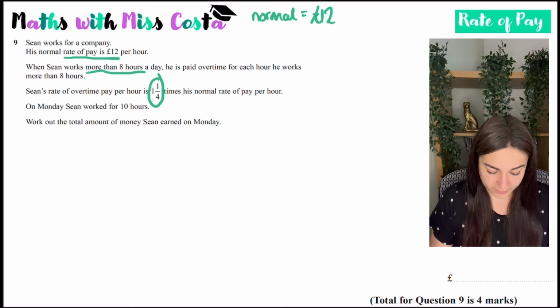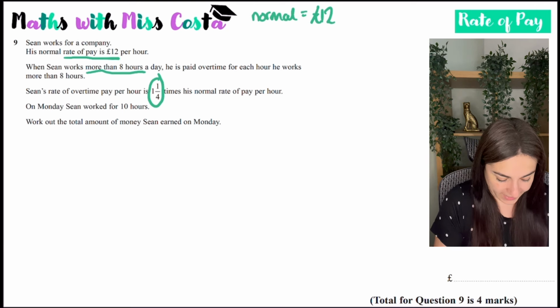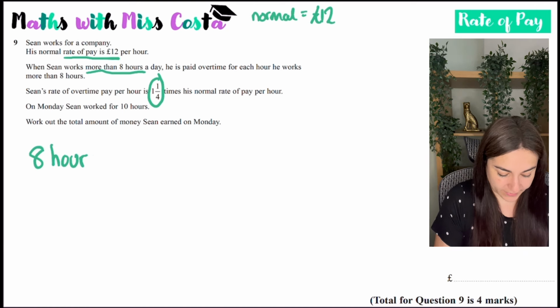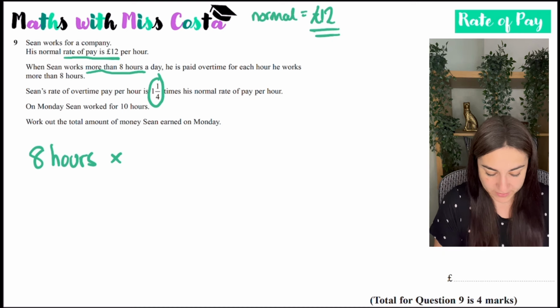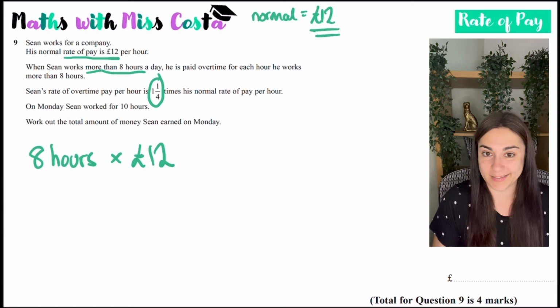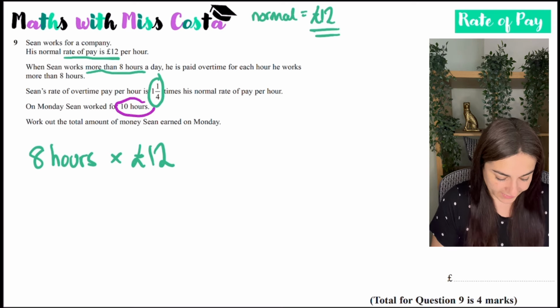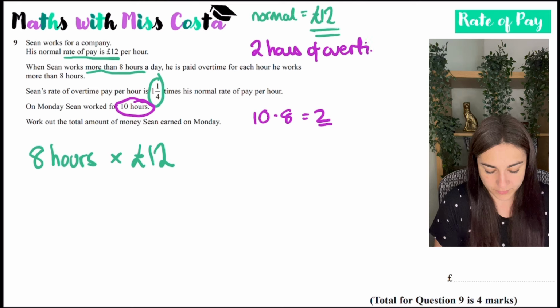On Monday, Sean worked for 10 hours. Work out the total amount of money Sean earned on Monday. So his normal pay is 8 hours. So we know that he worked 8 hours at his normal rate of pay, which is £12. So we do 8 hours times by £12 to work out how much he got for there. And then because he's worked in total for 10 hours, 10 take away 8 is 2. So we know that he's worked 2 hours of overtime.